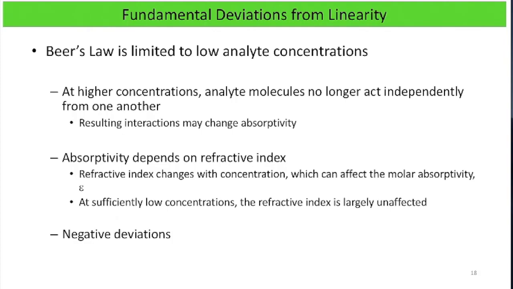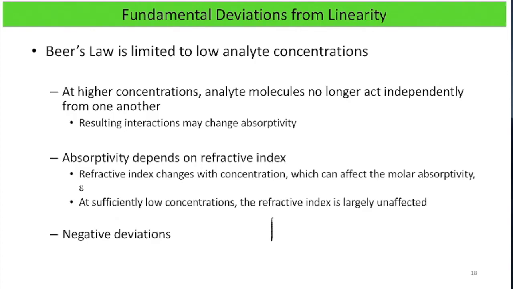And absorptivity also depends on the refractive index. So at higher analyte concentrations, the refractive index of the sample is going to change. So that's going to change how the light passes through the sample. The refractive index basically is a measure of how the light bends as it enters a sample. So as the concentration of the analyte changes, light is going to bend a little bit differently, and if it bends a bit differently, it's not going to be getting to the detector the same way as it would have if it was essentially going straight through the sample.